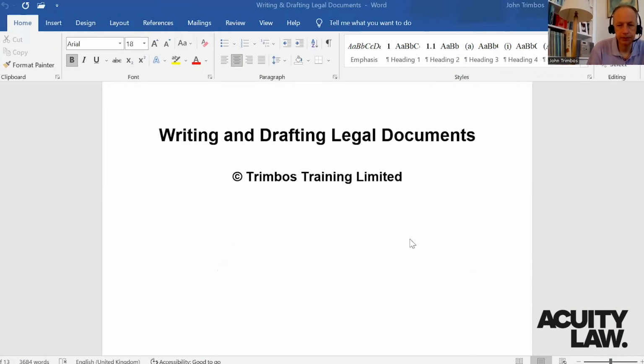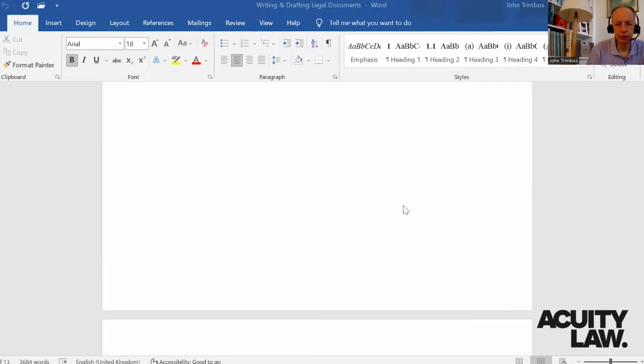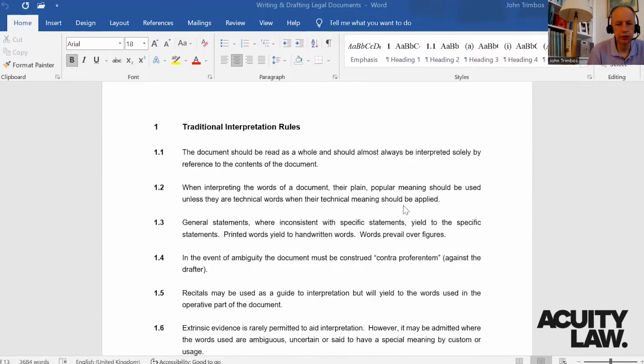Now, there is a workbook that goes with this, and I'm just going to skip through this booklet as I chat to you, but by all means have a little read of the various notes on the various topics to get chapter and verse if you like. So part 1 of this booklet is all about interpretation rules, and it is important that you bear this in mind as we go into legal drafting mode rather than general business writing mode.